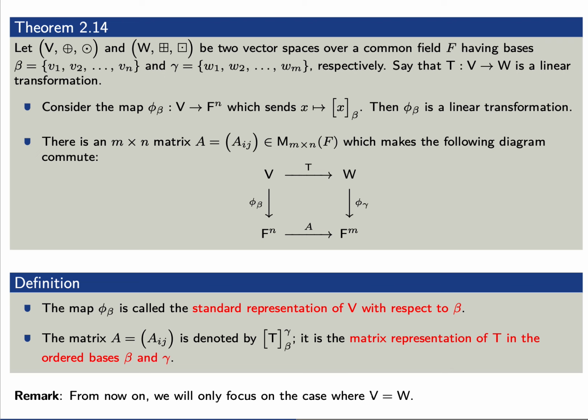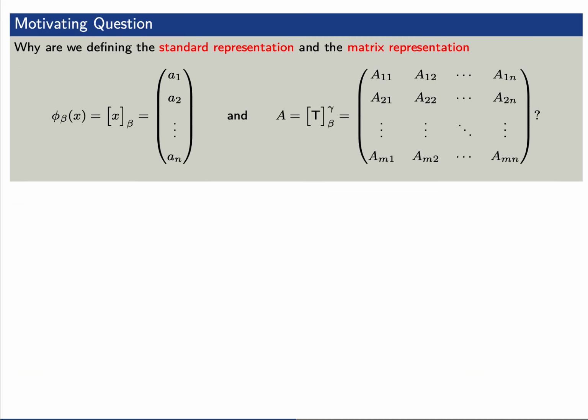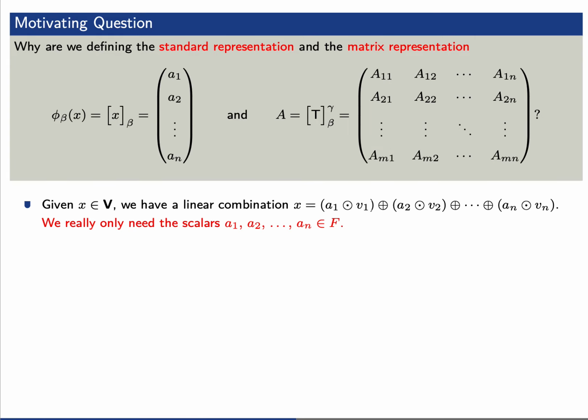For what we're going to say for the next few lessons, we will only focus on the case when V equals W. That is, when the codomain equals the domain. Simply put, why are we defining these standard representation and matrix representation matrices? Well, remember that given a vector x, we have a unique linear combination in terms of the elements of the basis beta. We really only need to keep track of the scalars a1, a2 through a sub n. That's the concept of a standard representation. Just keep track of these scalars.